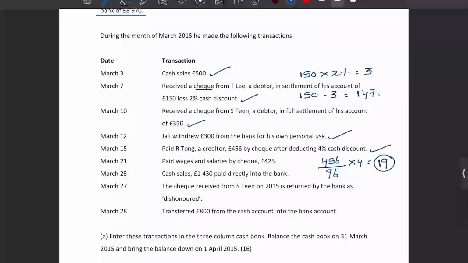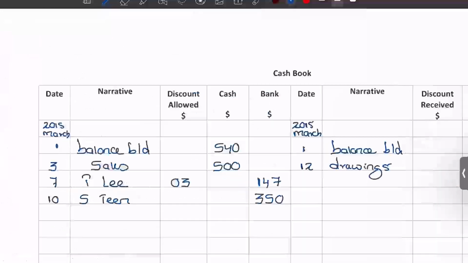Okay. Now tell me. Did you pay money? Look at March 15. Did you pay money or did you receive money? Paid to Tom, 456 by check. What will happen to money in the bank? Money in the bank will reduce. Money in the bank is going to reduce, meaning what will I do to the bank account? You have to credit. Let's go and credit March 15th.